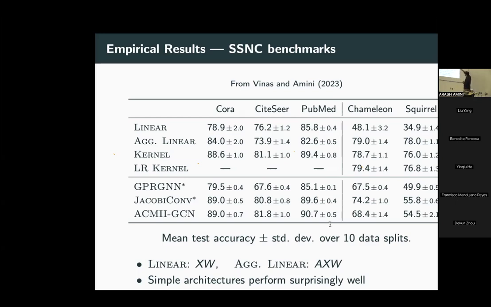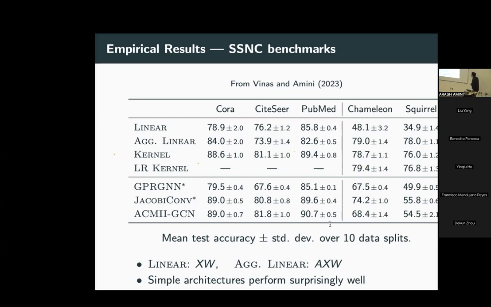So Cora, CiteSeer, PubMed, these are citation networks. Nodes are papers, I believe, and connections are citations. Chameleon and Squirrel are Wikipedia pages, with connections between pages on these topics. Linear is just XW, that's linear regression. Aggregated linear is just AXW, the basic linear GNN. Kernel and LR, low rank kernel, are methods that we proposed in a separate paper, which add a little bit of nonlinearity, like spectral reshaping to A.